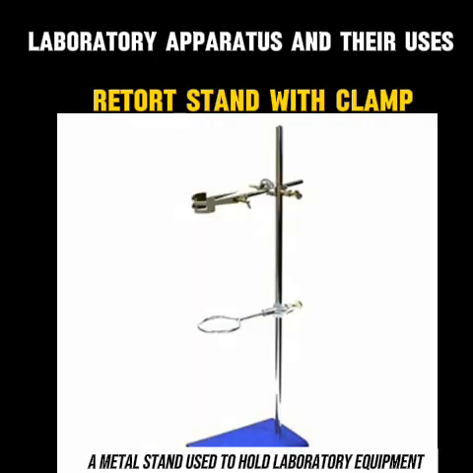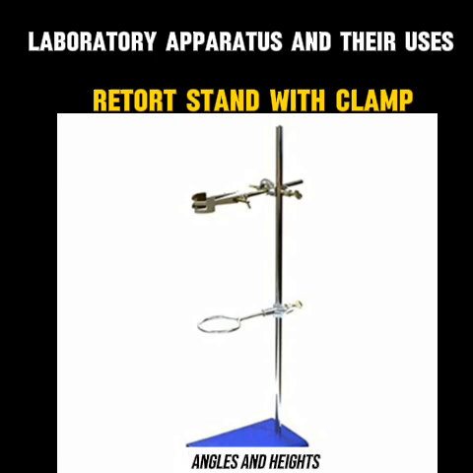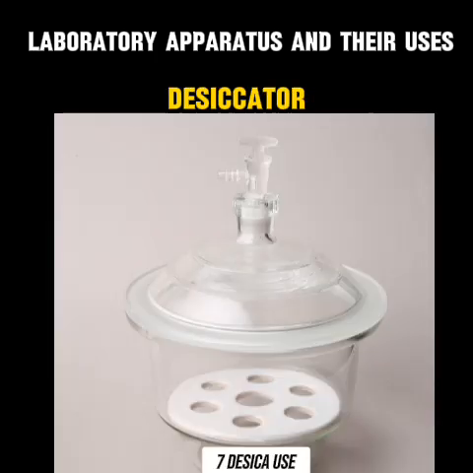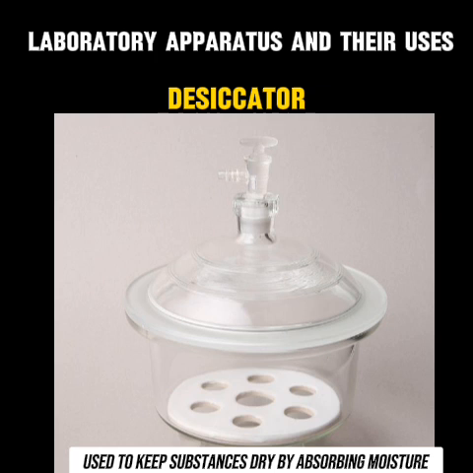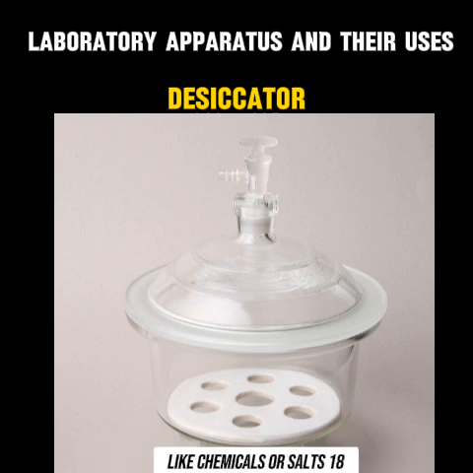Use. A metal stand used to hold laboratory equipment such as flasks, burettes and condensers in place during experiments. The clamp can securely hold equipment at various angles and heights. 17. Desiccant. Use. A sealed container used to keep substances dry by absorbing moisture. It typically contains a drying agent like silica gel to maintain a dry environment for substances like chemicals or salts.